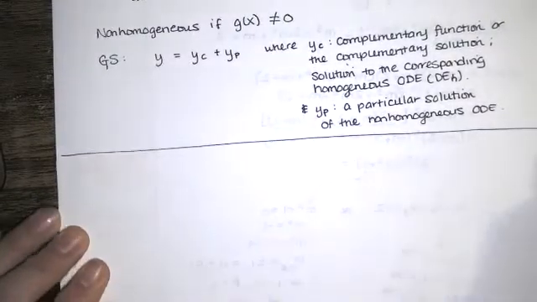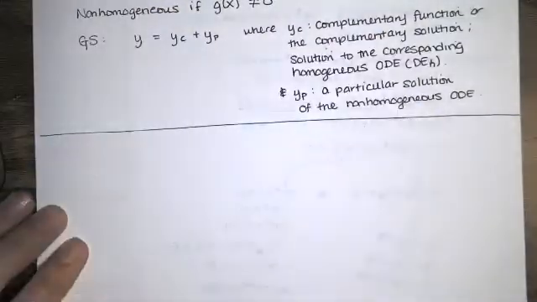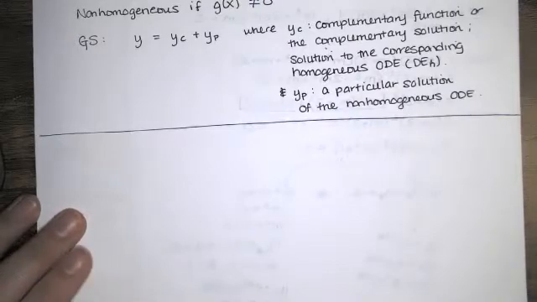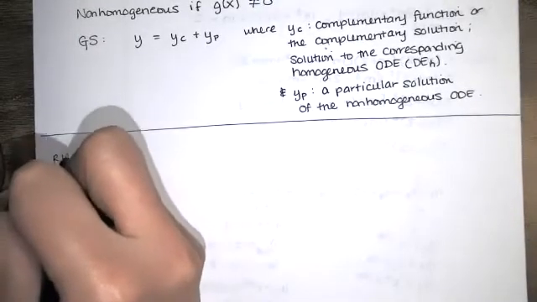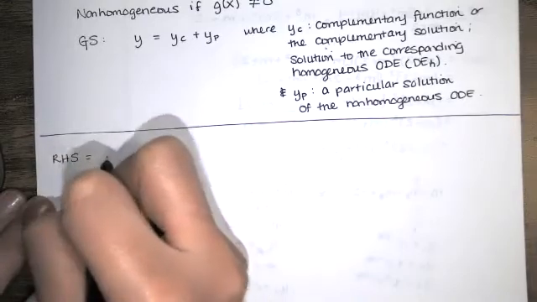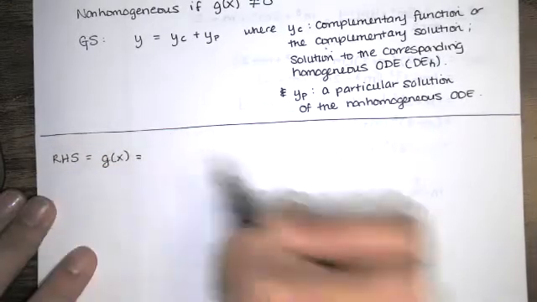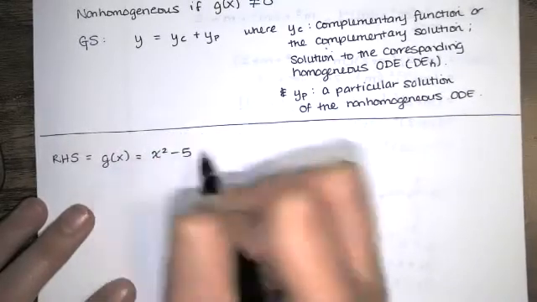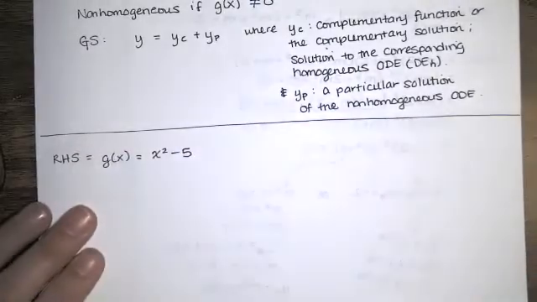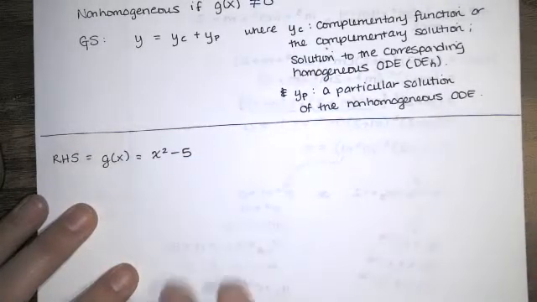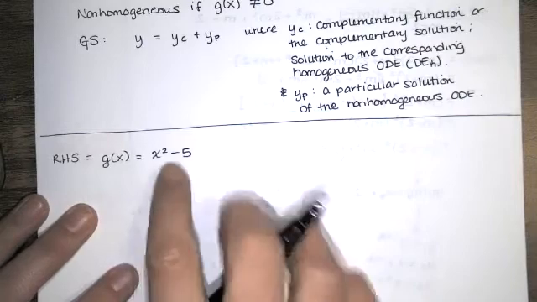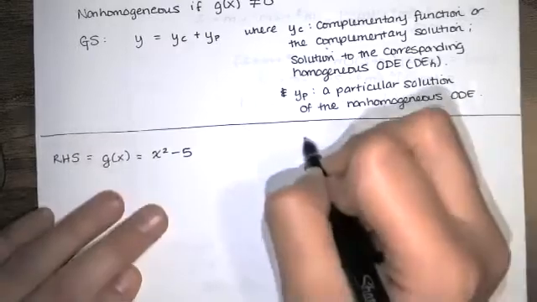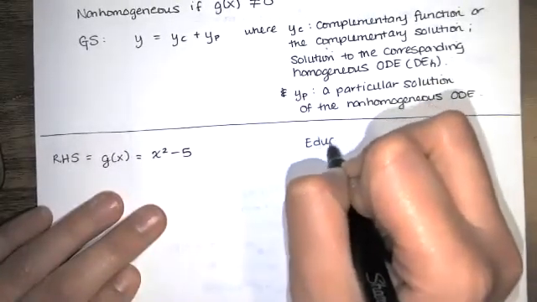So this is the method where we guess. A lot of students are like, oh no, I don't want to have to guess. But actually, you're just making an educated guess, and it's actually not nearly as bad as you think. So let's say the right-hand side, we're denoting that by g of x. Let's say that g of x is x squared minus 5. If the right-hand side is something like this, which is a second degree polynomial, here's your educated guess.